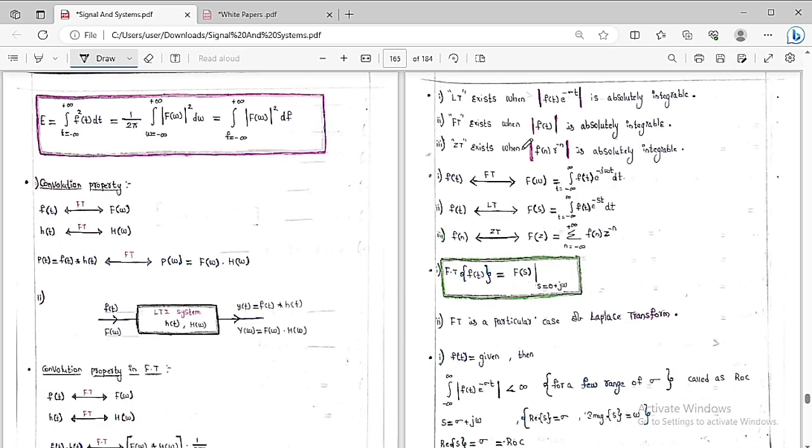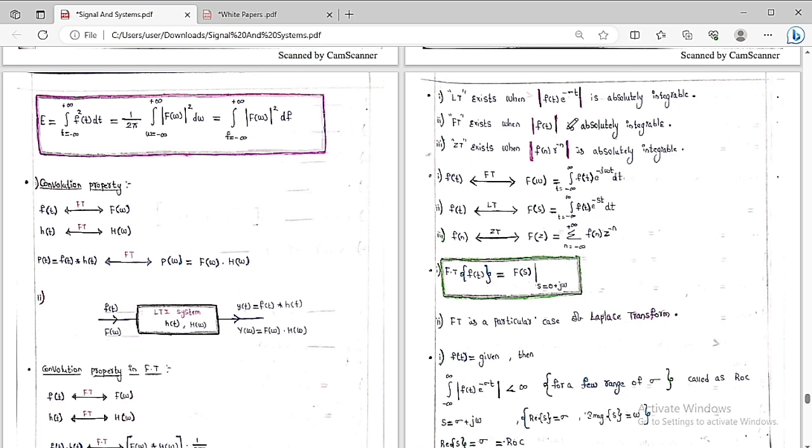Now we are going to discuss another important point: the Laplace transform exists when f of t into e to the power of minus sigma t is absolutely integrable. I have already told you this. What is the meaning? If the function f of t into e to the power of minus sigma t is absolutely integrable, then only can we say the Laplace transform exists.